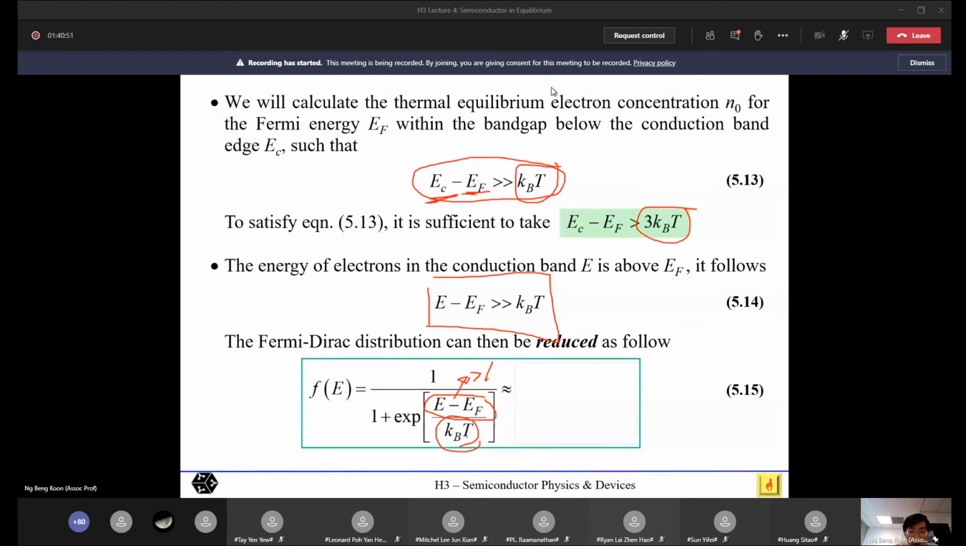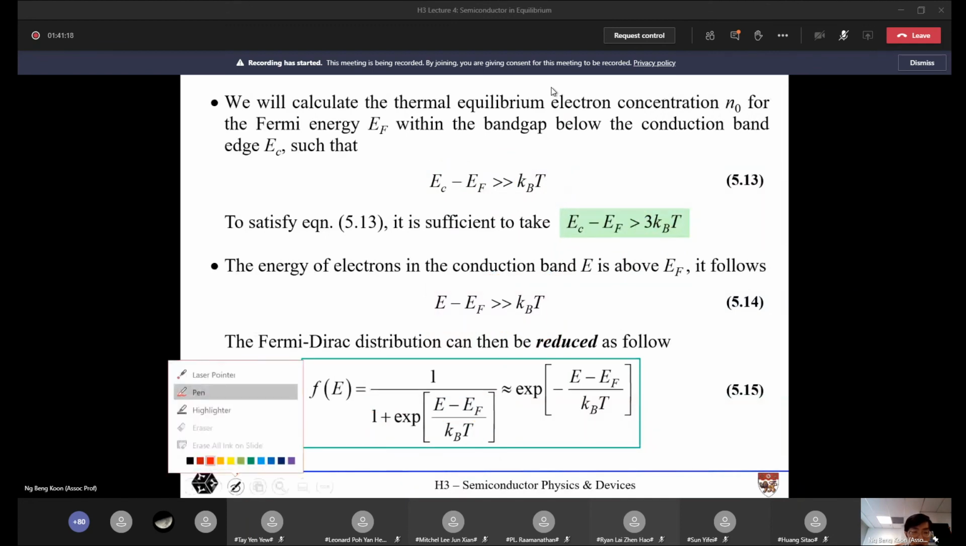So if it's greater than 1, and you take the exponential of it, this whole thing will be large, much greater than 1. If it's much greater than 1, then this 1 here becomes negligible. We can throw it away, and we can approximate this Fermi-Dirac distribution function as exponential of minus (E minus EF) over KBT. Under this limiting condition, we have established that the 1 is negligible. So it's just 1 over exponential of (E minus EF) over KBT.